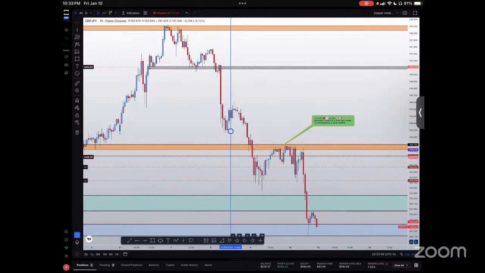Pull back, and then it drops. Pull back, play around, and then it drops. This was during NFP.